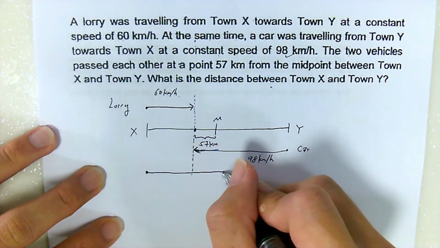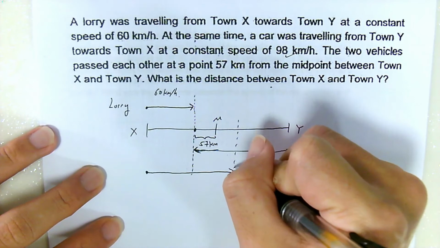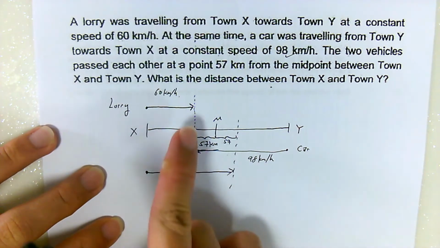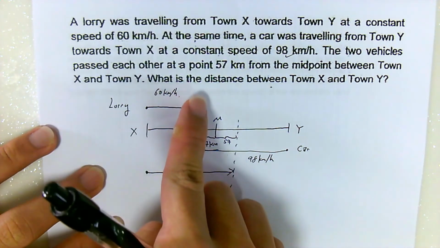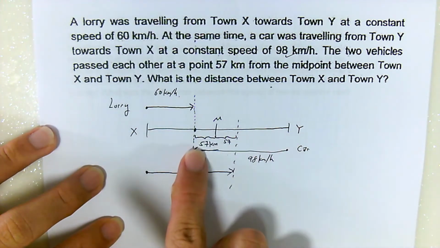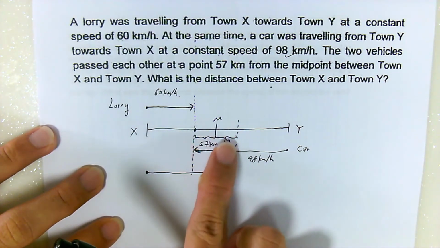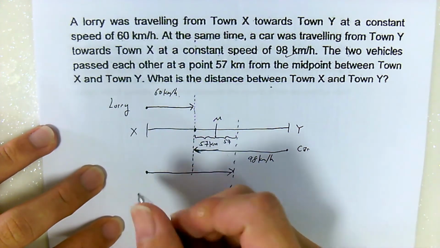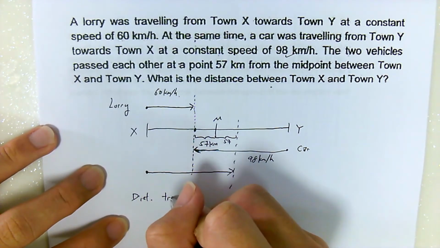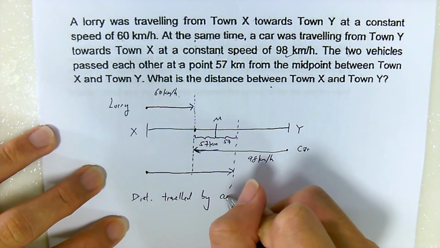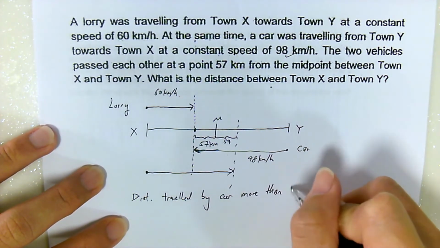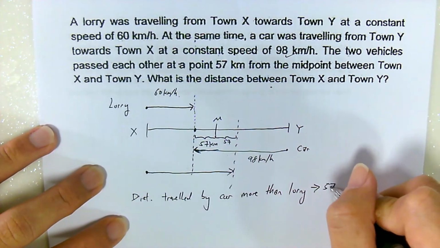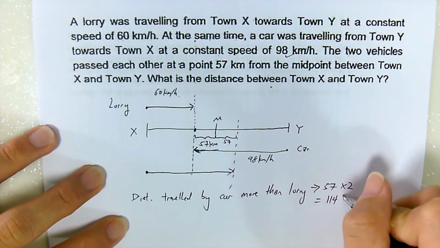Which means that the car will travel until here, and this would be 57 also. This tells me that at the moment that they meet, right, in that time that they took for the lorry to travel from here and the car to travel from here, right, the car actually traveled 2 times of 57 km, okay, more than the lorry. Alright, so here I'm going to put distance traveled by car more than lorry. So that will essentially be these two portions. Okay, this should be 57 km times 2, giving us 114 km.